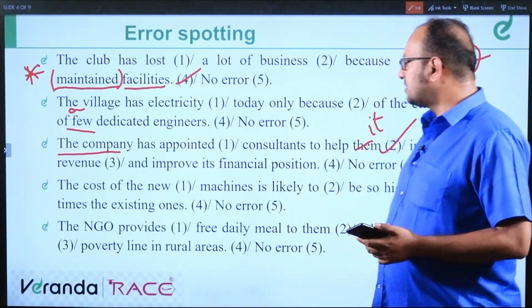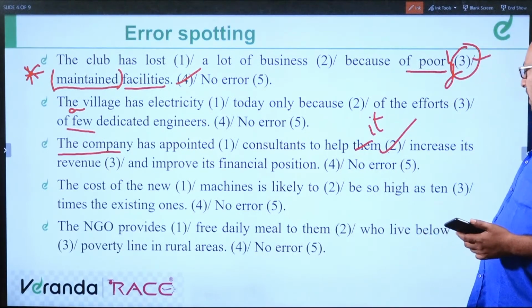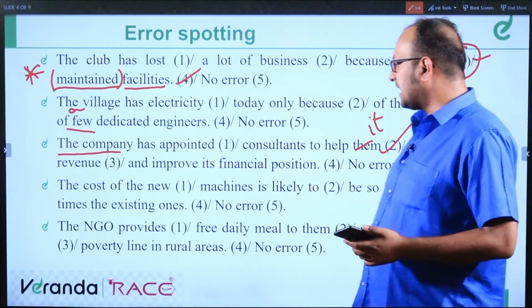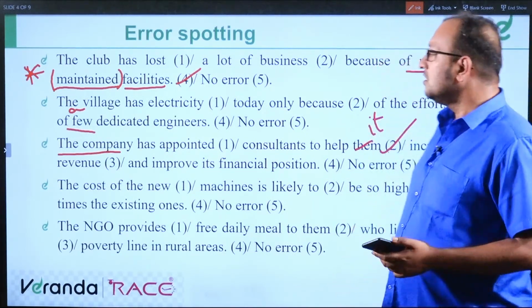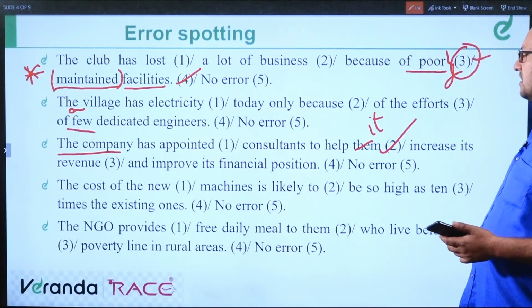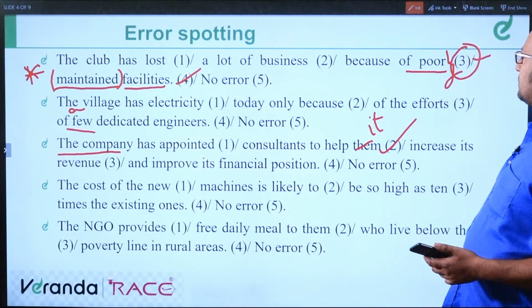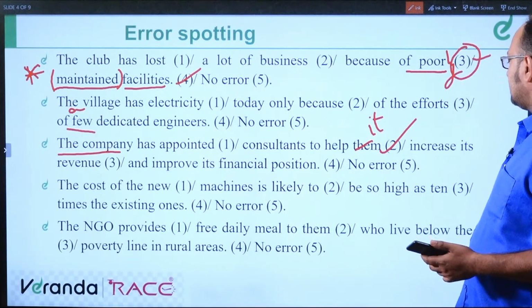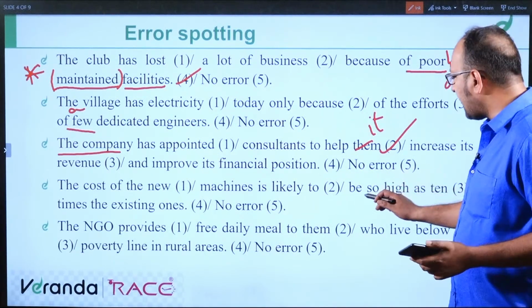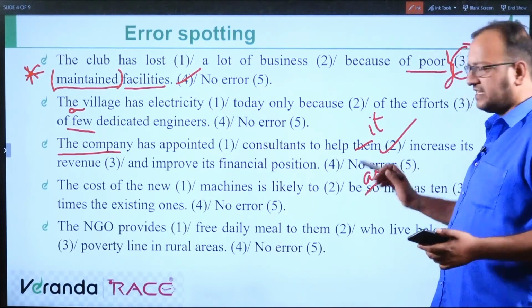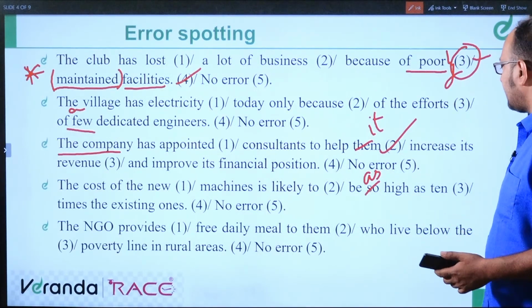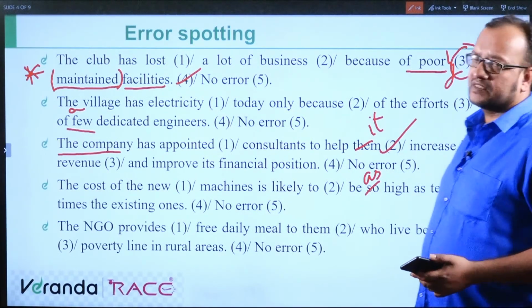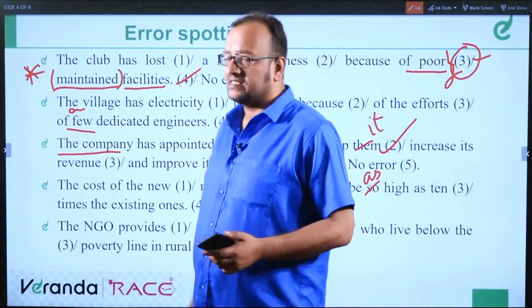The cost of the new machines is likely to be so high as 10 times the existing ones. Quite an interesting question. So the cost of the new machines is likely to be so high. So it should be as high as, not so high as. The answer would be: the cost of the new machines is likely to be as high as 10 times the existing ones. So why as high as and why not so high as?